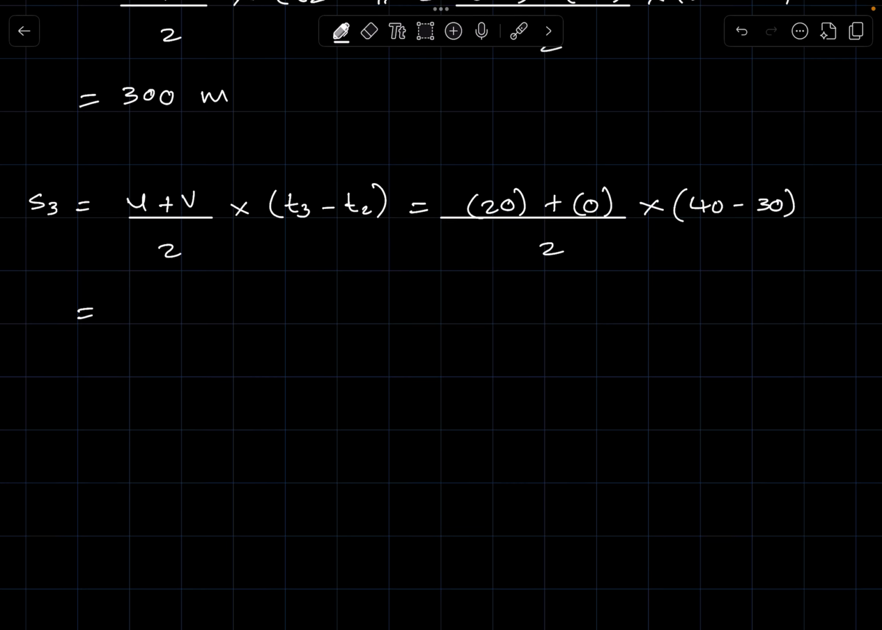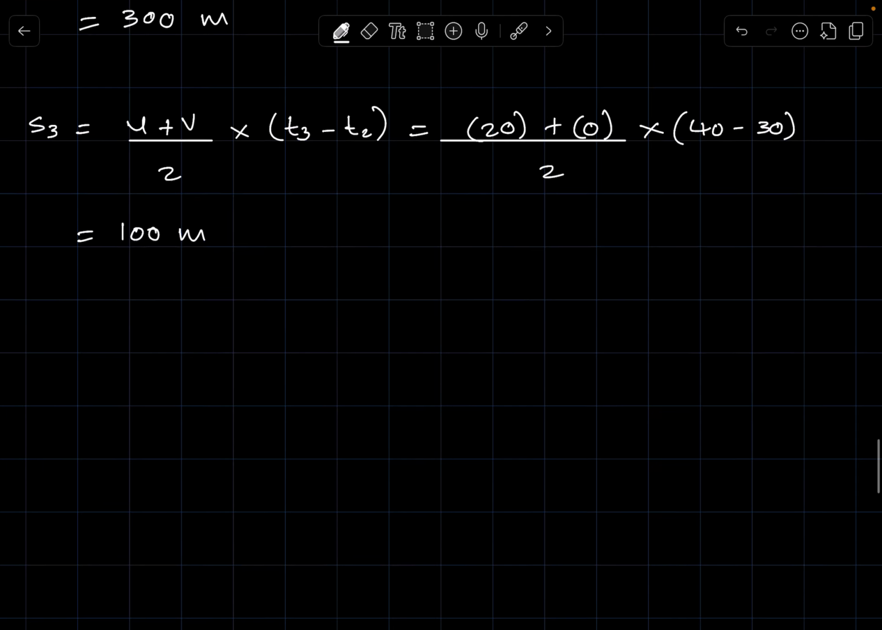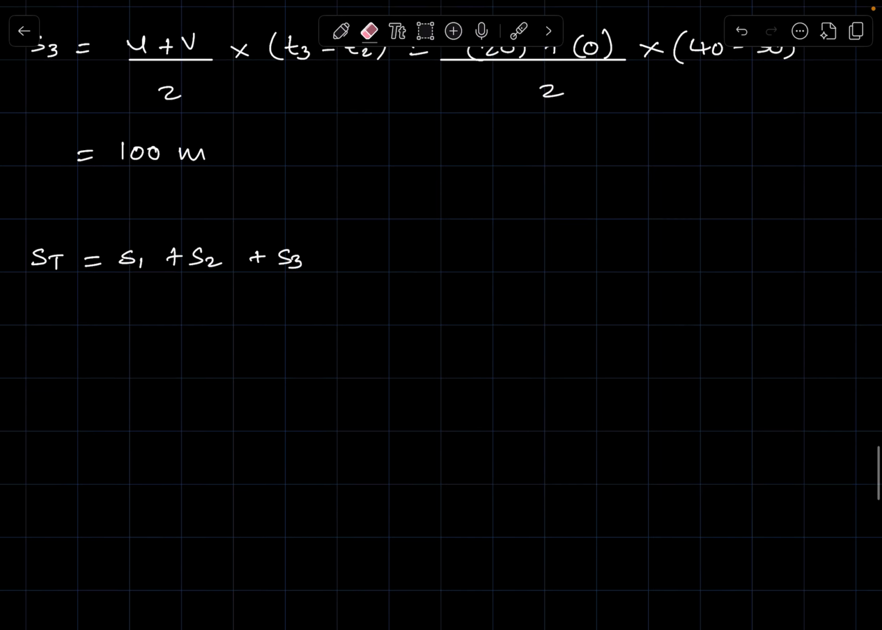Even in the statement you are told that it takes 10 seconds for the car to decelerate. So 40 minus 30 is 10. If you like here, by the way, you can simply just write 10. It is fine. I used this for you guys to understand where the 10 comes from. Now if you punch this in your calculators, you should get 100 meters. And then to get the total distance traveled, it will be s1 plus s2 plus s3.